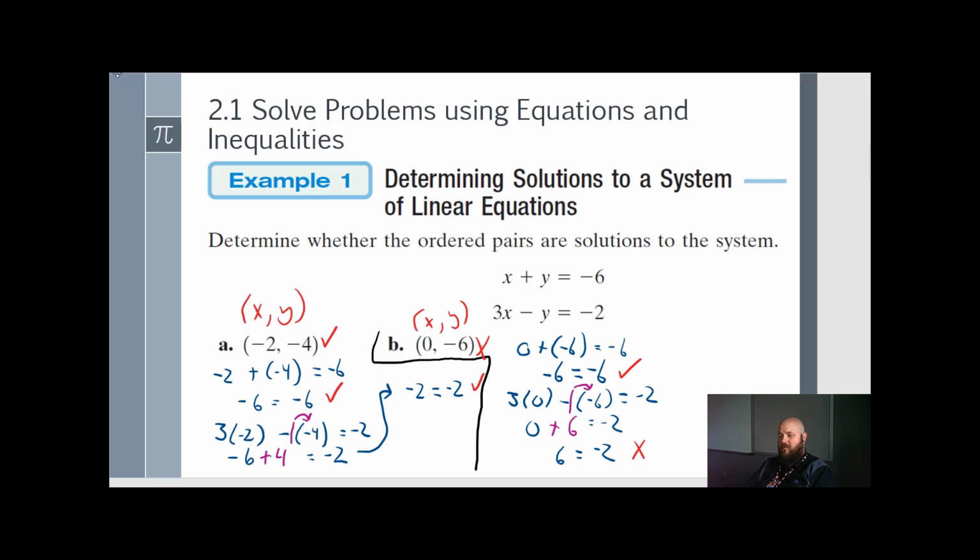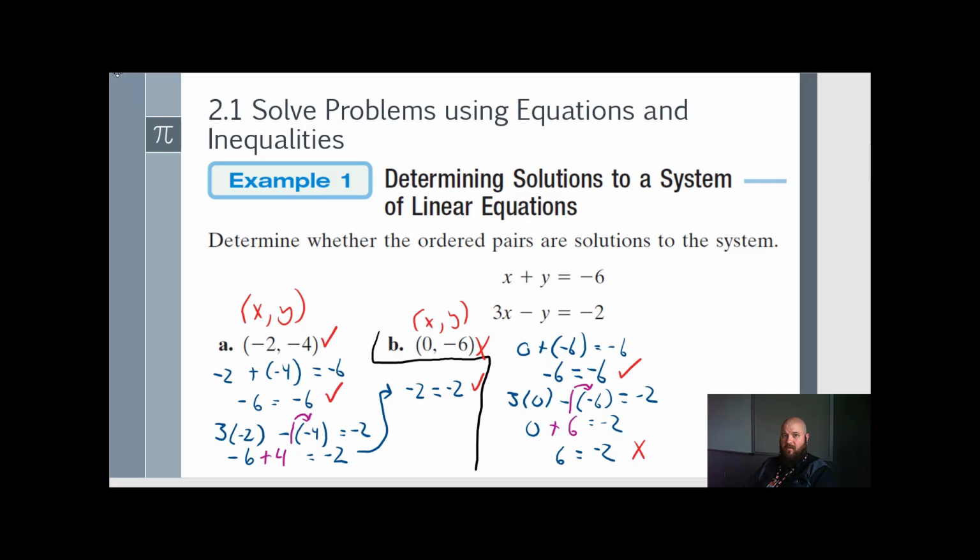Now, if we would have, let's say we did the bottom equation first, the 3x minus y equals negative 2. If we did that equation first for part B and found out it did not work, there is no reason to do the other equation. Because for the point to make sure that it works, all equations have to work out. So if one of them doesn't work out, well then you don't have to do the other equations. So if we would have started out with saying 3 times 0 minus a negative 6 equals negative 2 and found out that didn't work, we would not have had to do the x plus y equals negative 6 as far as this top equation.